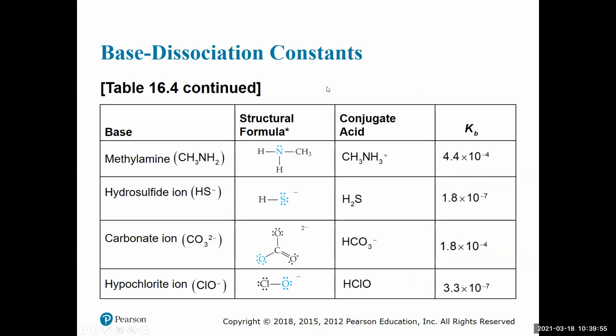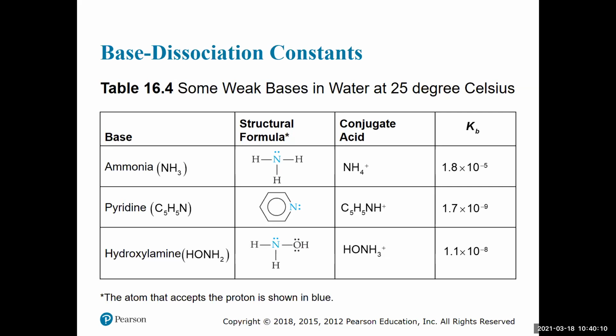Okay, here are some more examples of weak bases. We see methylamine here on the top. We see a few others. Actually, let me go back here. There's another table. We have ammonia, pyridine, hydroxylamine. All of those are amine type compounds. You see the nitrogens are highlighted in blue along with their lone pair of electrons.